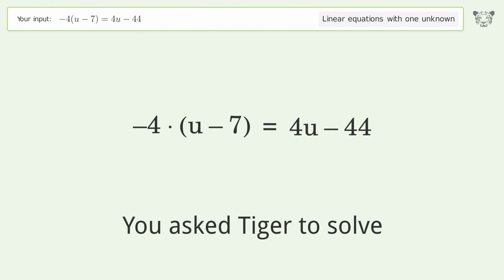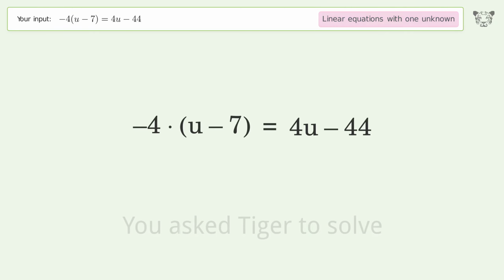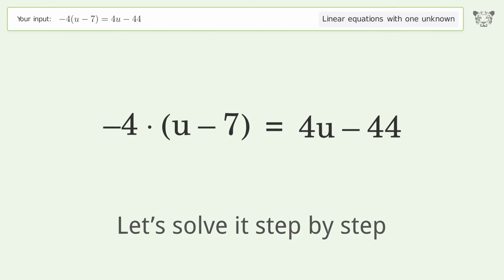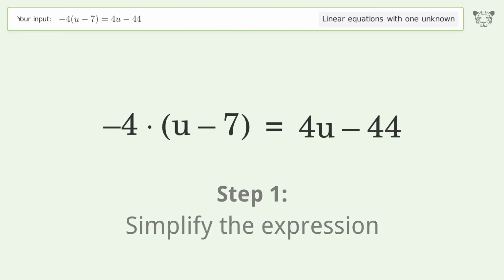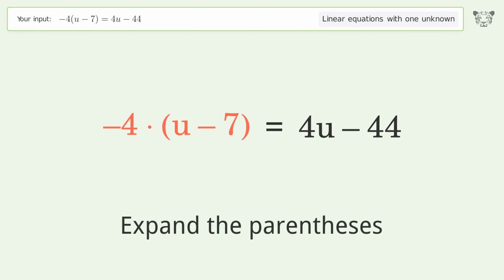You ask Tiger to solve. This deals with linear equations with one unknown. The final result is u equals 9. Let's solve it step by step. Simplify the expression. Expand the parentheses.